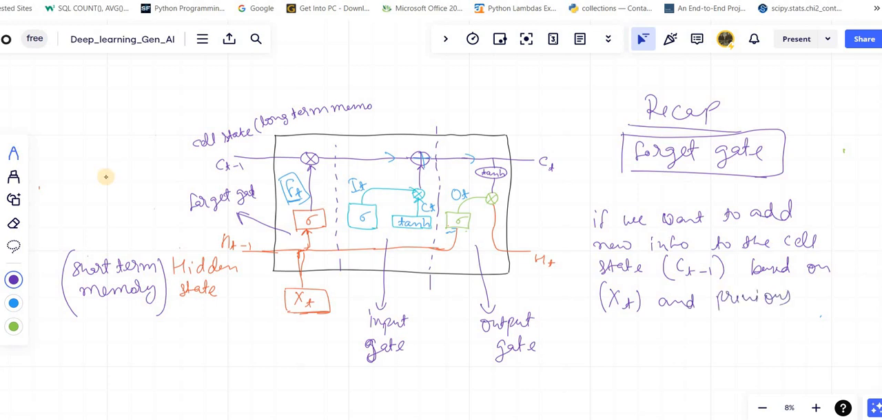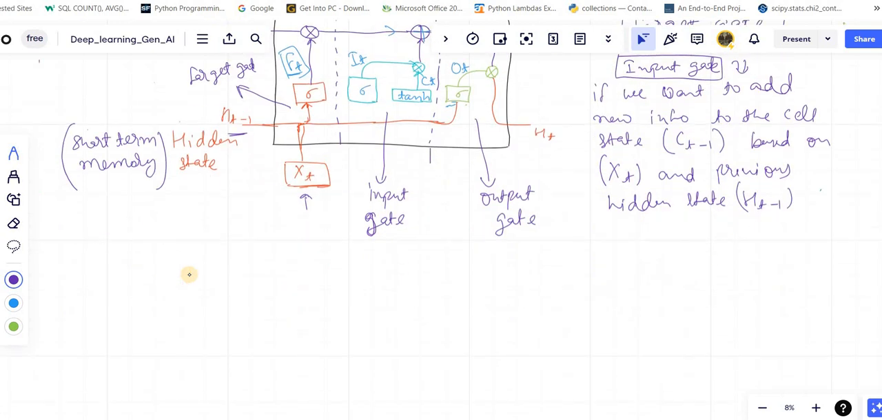So can anyone tell me what is the previous hidden state? It is ht minus 1. So based on this previous hidden state and the current input, what we need to add in the cell state, that is what our input gate does. This is not the forget gate, this is the input gate. Okay, so now let's see it mathematically.